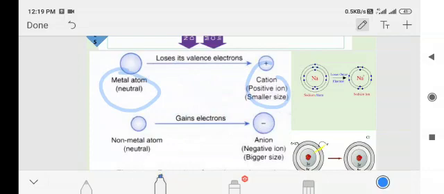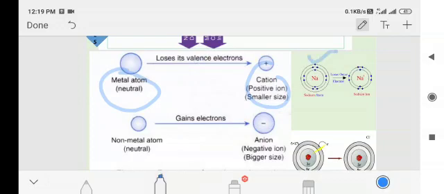So this sodium atom is not a stable atom. It always tries to become stable by losing 1 electron, and after losing it becomes Na plus. When an atom loses electrons, it becomes a positively charged ion. Now let us discuss what is happening after losing.